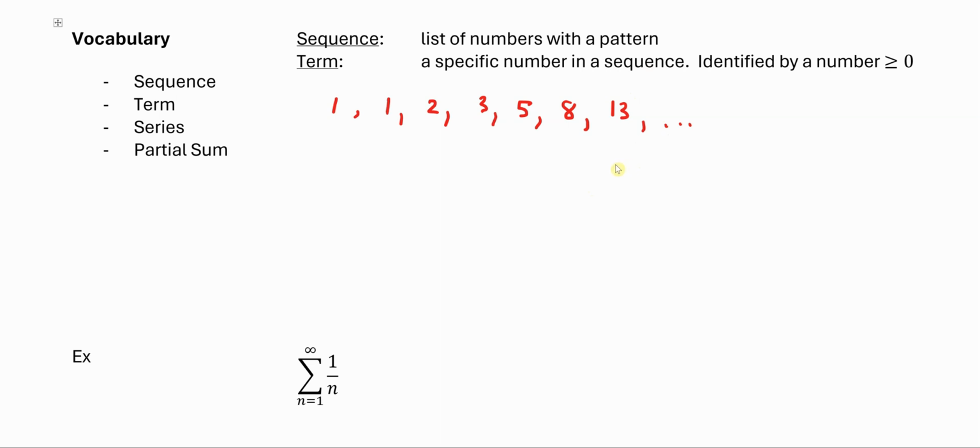A term is a specific number in a sequence, and it's usually identified by an integer, not just a number, by an integer that's greater than or equal to 0. So for example, if I want to name this sequence S, then I can say that S sub 1 is equal to 1. That's the first term in the sequence. S sub 2 is also equal to 1. S sub 3, that's how we pronounce these little notations, is equal to 2. So that's just saying the first term is 1, the second term is 1, the third term is 2, the fourth term is 3, and so on.